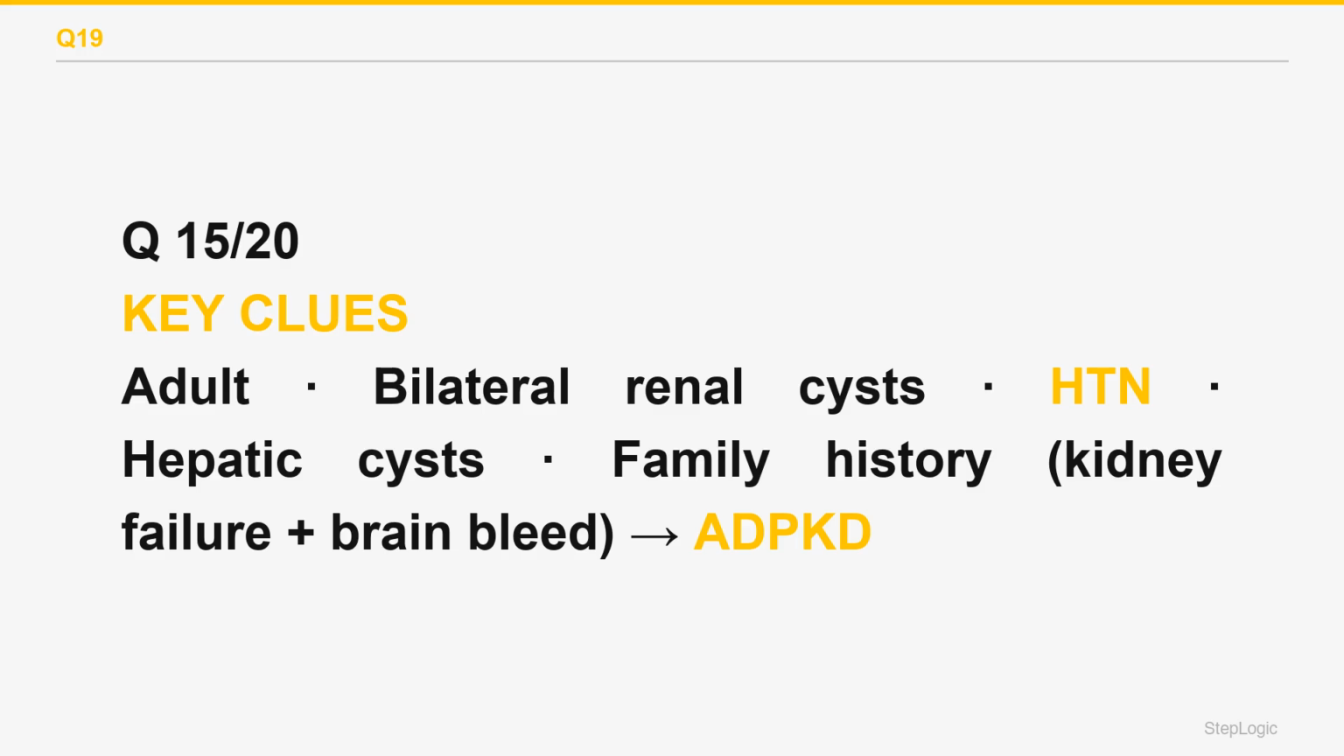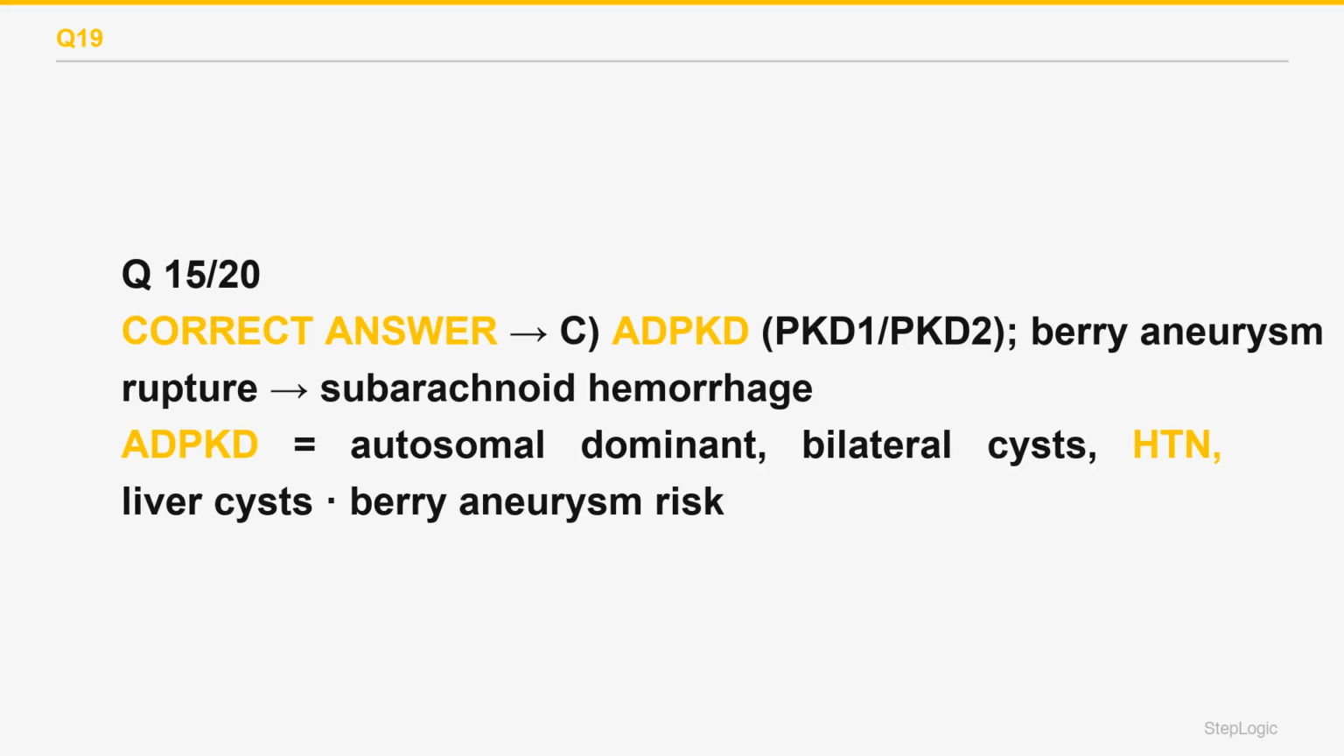It is caused by mutations in PKD1, chromosome 16, most common and more severe, or PKD2. Numerous fluid-filled cysts progressively replace both kidneys, causing flank pain, hematuria, hypertension from renin activation, palpably enlarged kidneys, and eventual end-stage renal disease. Extrarenal manifestations include hepatic cysts and, importantly, intracranial berry saccular aneurysms. The correct answer is C.